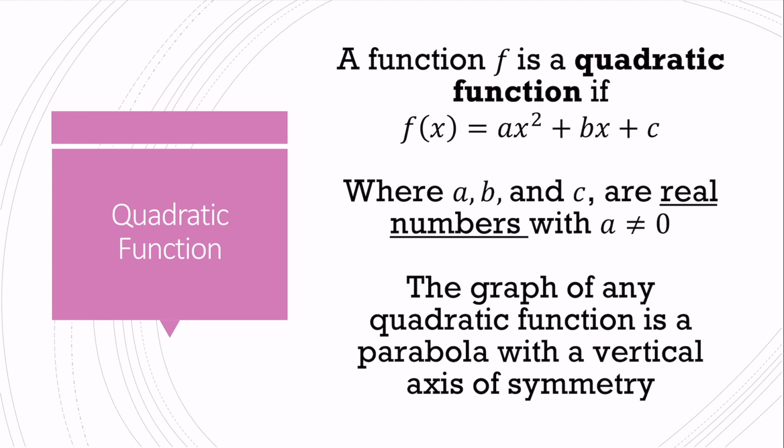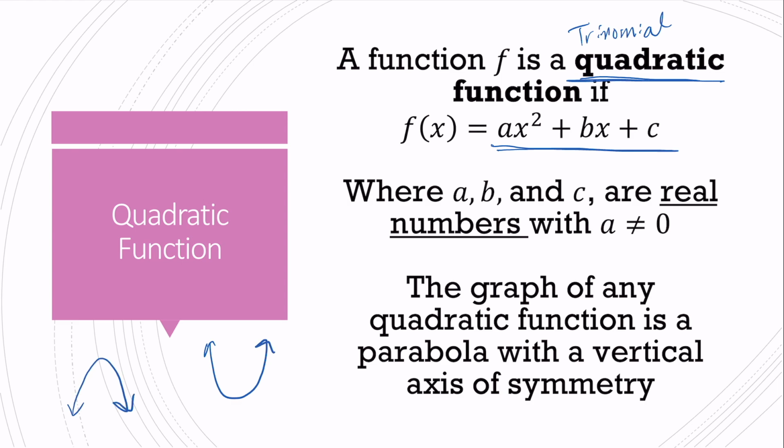Previously, we called this like a trinomial function, but it has a special name. We call it a quadratic function if f of x equals ax squared plus bx plus c. This is like our standard form, and a cannot be 0. And the graph of any quadratic function is going to be a parabola with a vertical axis of symmetry, meaning it's going to look like this, or maybe it looks like this, but it has a symmetrical line right down the middle.